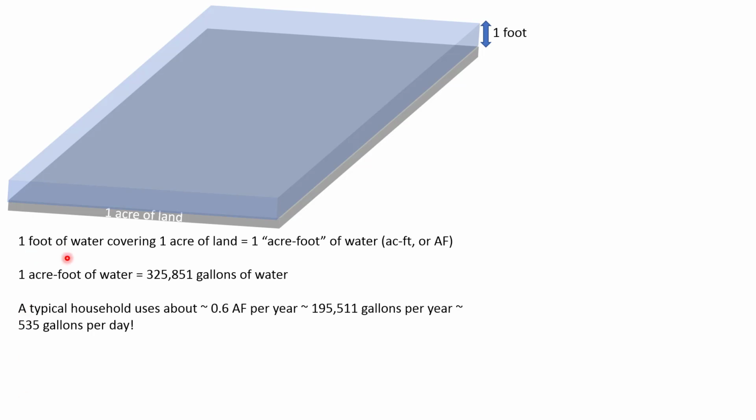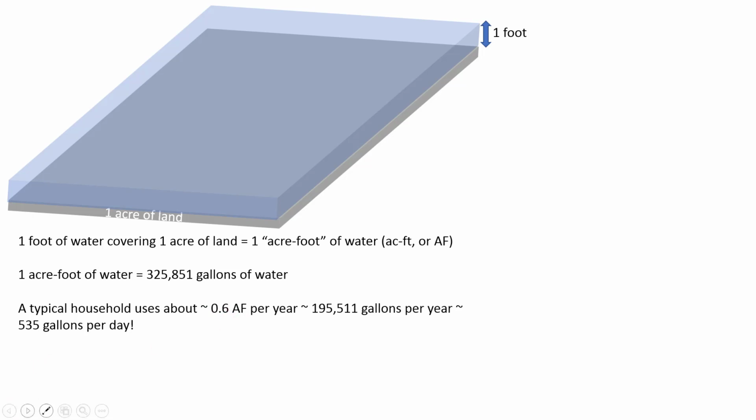So 1 foot of water covering 1 acre of land is 1 acre foot of water. It's a volume of water. It equals about 325,000 gallons. Actually, for some of the class, I just say, let's assume this is 326,000 gallons to keep the arithmetic a little easier. No need to get bogged down in that. For reference, each household uses about 0.6 acre feet of water a year.